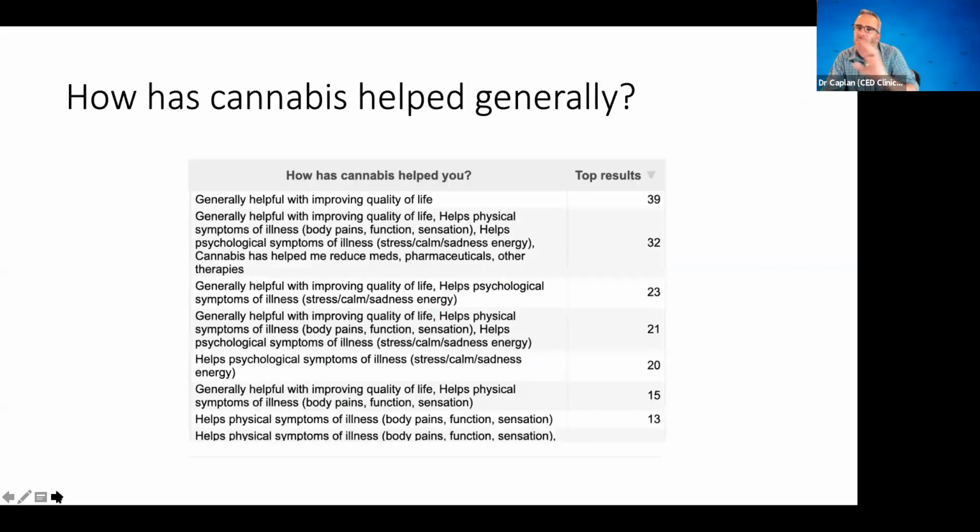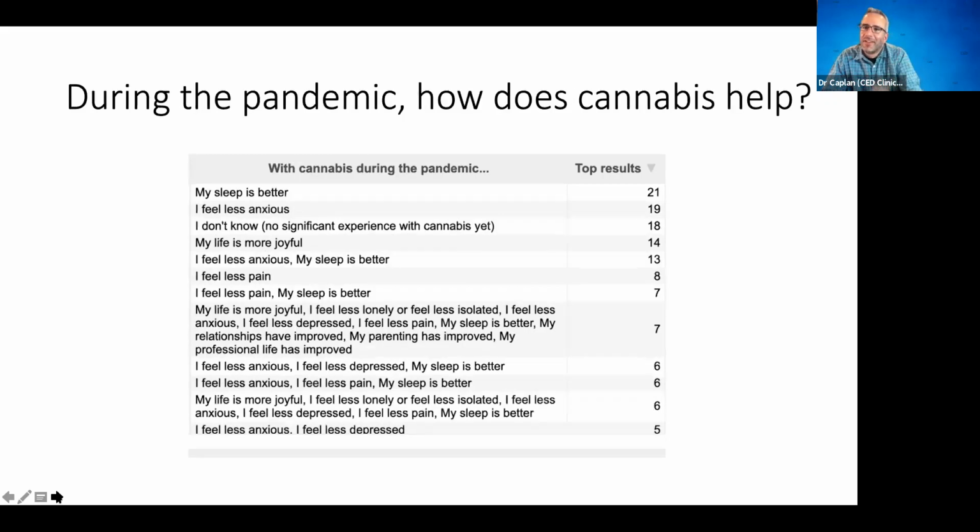How has cannabis helped on a general view? For a lot of people, it helps improve quality of life. It's very general. For some people, it's physical symptoms. For other people, it's about psychological sadness and mood and stress. But across the board, people are really enthused. Specifically, just for fun, it's not really on topic, but during the pandemic, how has cannabis helped? People are feeling like they're having better sleep. They're less anxious. They're adding a little bit more joy, a little bit less pain. Things that are all quite welcome in these tough times.